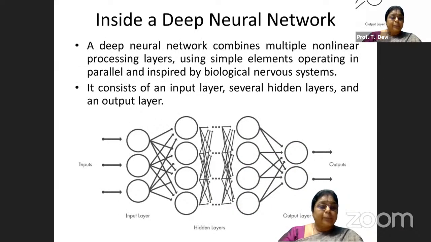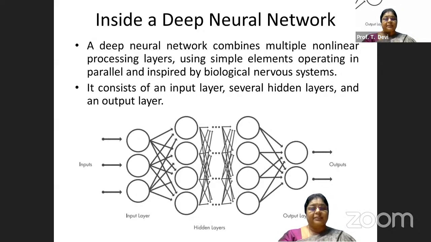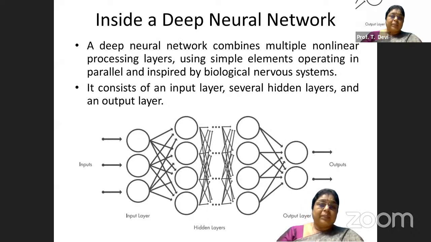See, this is the input layer on the left, output layer at the end. This is the first layer, second layer, in between dot, dot, dot. A deep neural network combines multiple nonlinear processing layers operating in parallel. The neural network emerged by looking at the biological nervous system of a human being. They have imitated and simulated it. So input layer, output layer, and there are several hidden layers.